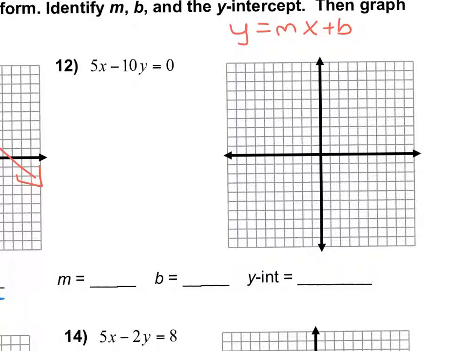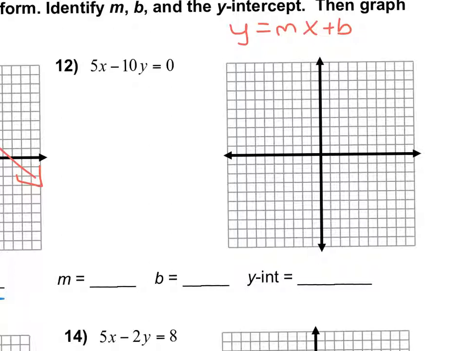Is everybody with me? All right, so what do we have to do? First step. Solve for y. That's our first step. Solve for y. So whatever I do to the left side, I have to do to the right side.